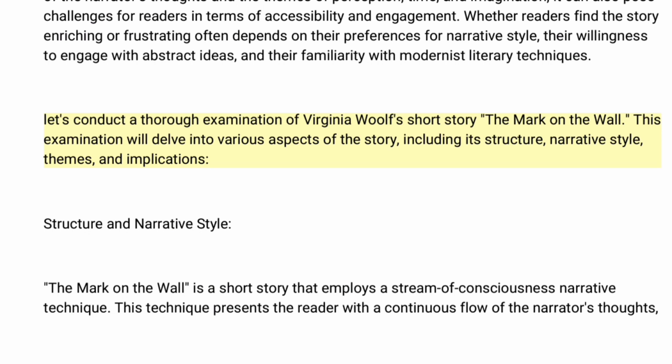Structure and narrative style. The Mark on the Wall is a short story that employs a stream of consciousness narrative technique. This technique presents the reader with a continuous flow of the narrator's thoughts, reflecting the inner workings of the human mind. The story lacks a traditional linear plot, focusing instead on the narrator's introspective musings prompted by a mark on the wall in an old envelope.